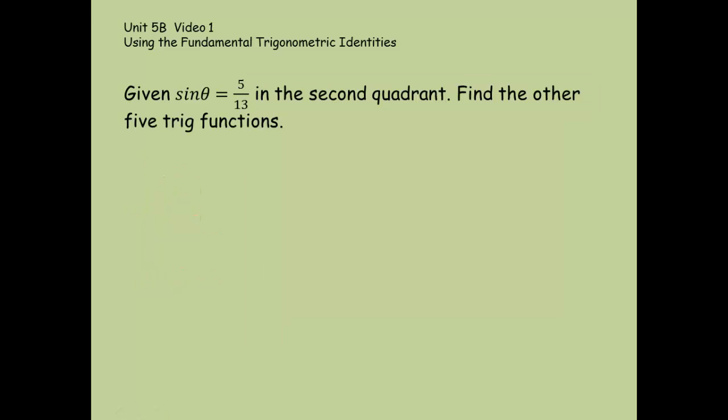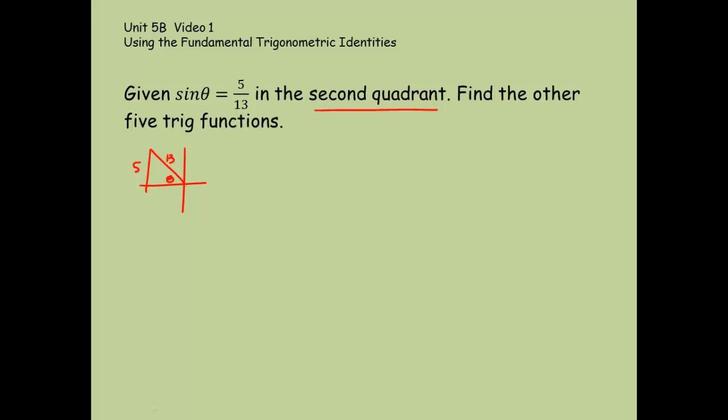Here we're given the sine of theta equals 5 over 13, and we know that this is in the second quadrant. Find the other 5 trig functions. Well, I'm going to start by just drawing a triangle in the second quadrant, as it tells me, and my sine value, which is my vertical over my hypotenuse, is 5 over 13.